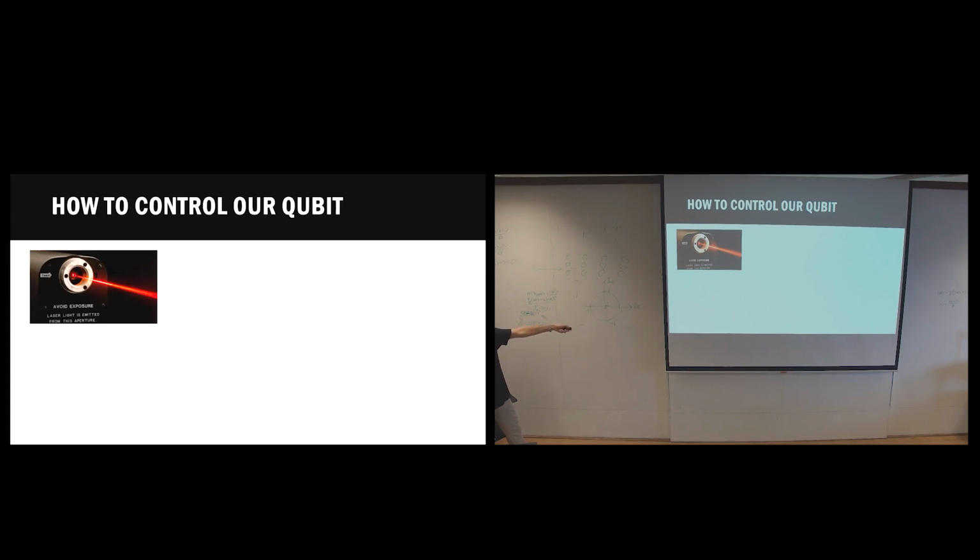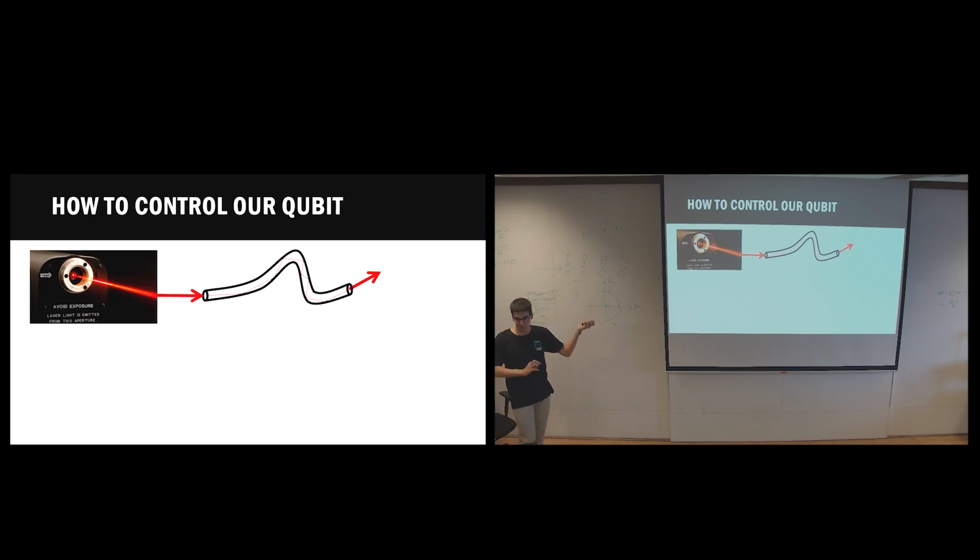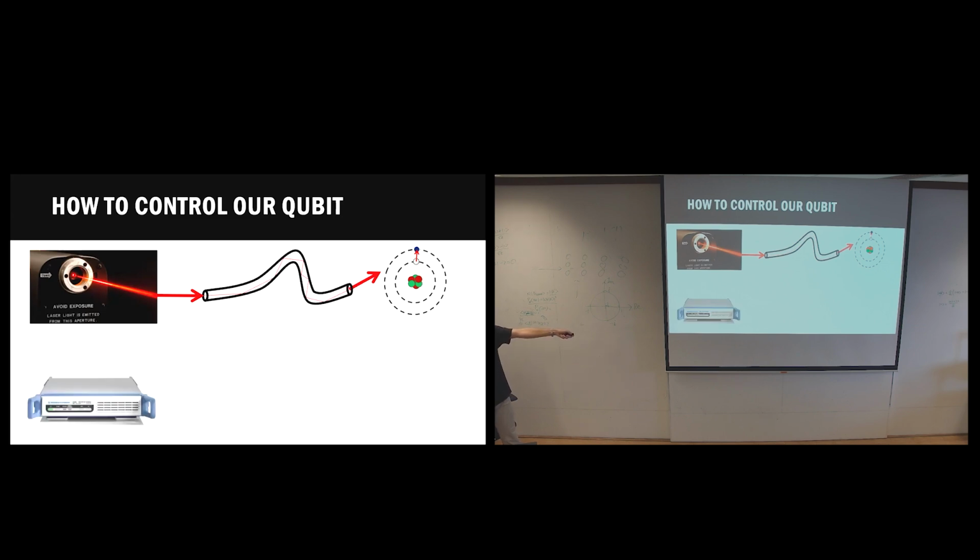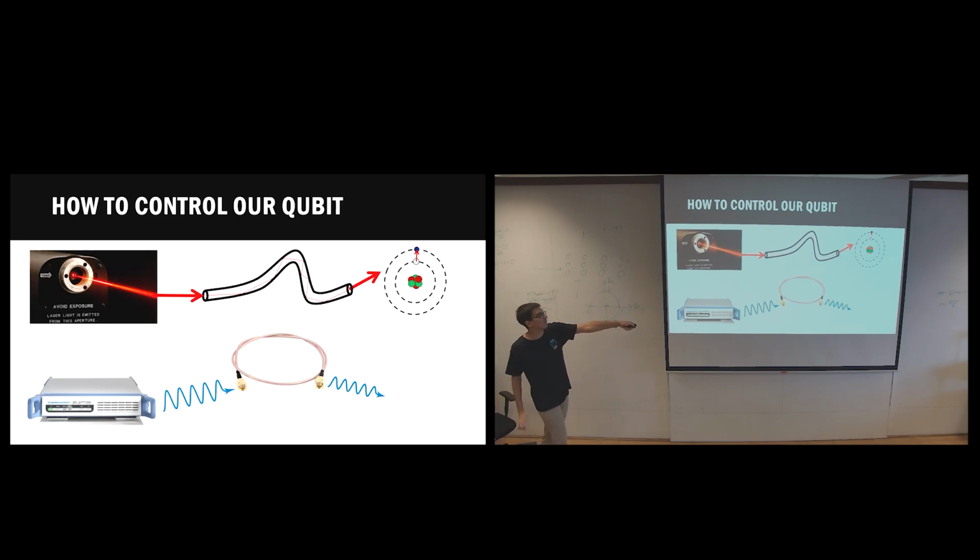As a comparison, people that use ions and atoms use lasers. These lasers travel through optical fibers. Yesterday you were talking about total internal reflection and so on. And then this excites the electrons in the atoms. Analogously, we use a microwave generator that generates waves that travel through coaxial cables, and then we send them to the qubit.